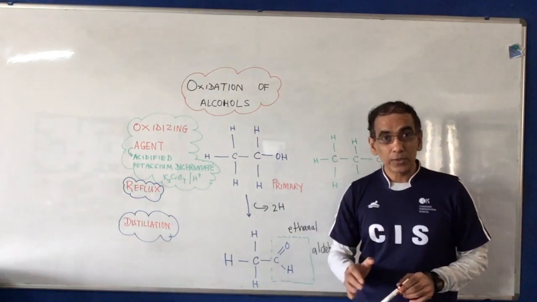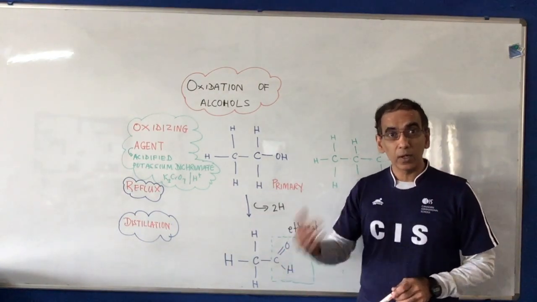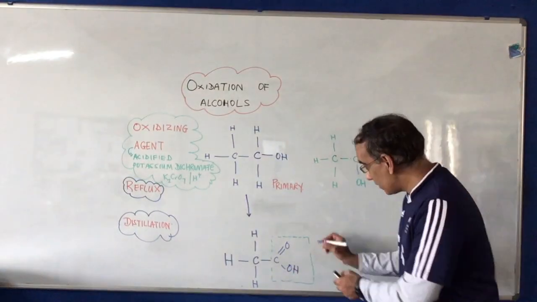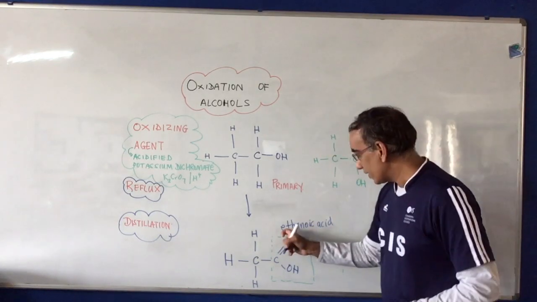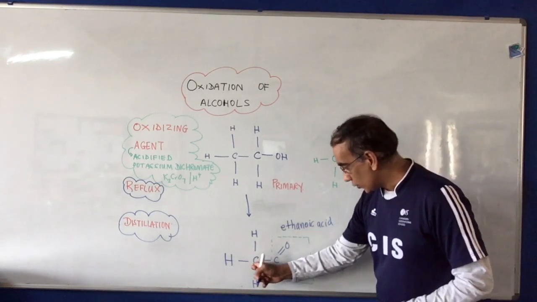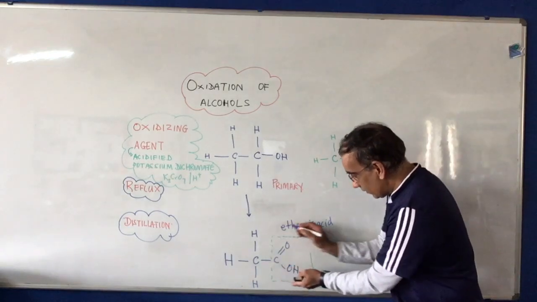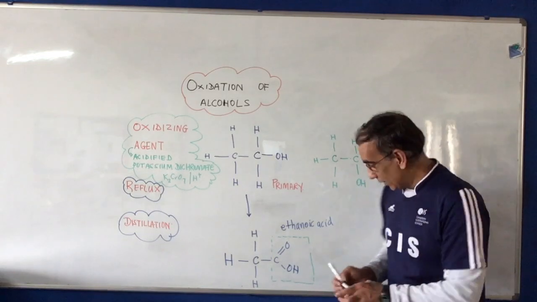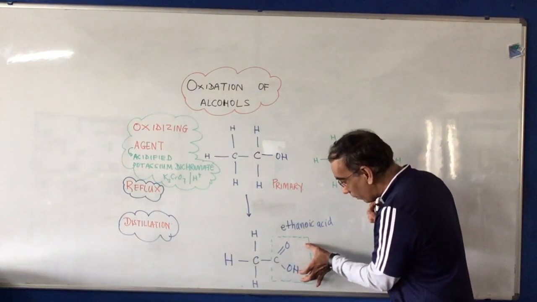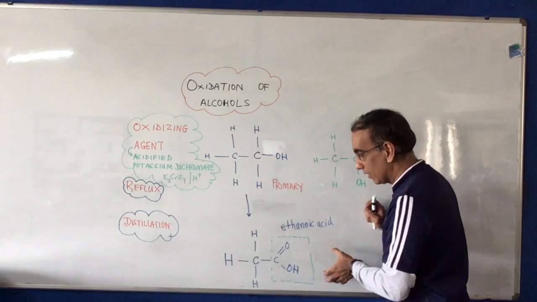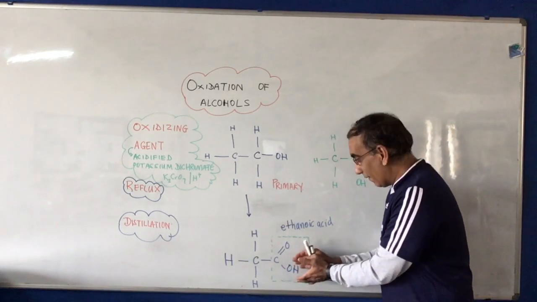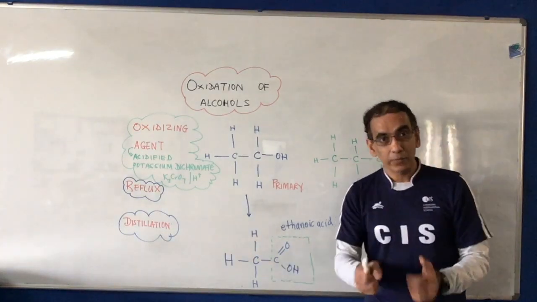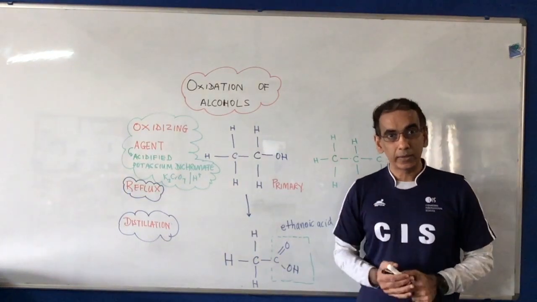But if you continue to boil under reflux for even longer, then further oxidation happens, and the ethanal then becomes ethanoic acid. Again, the prefix eth, because there are 2 carbons, and this, the carboxylic acid functional group. The carboxylic acid functional group is capable of forming hydrogen bonds to other carboxylic acids, giving this carboxylic acid a very high boiling point compared to ethanal, which does not form hydrogen bonds but has weaker intermolecular forces.